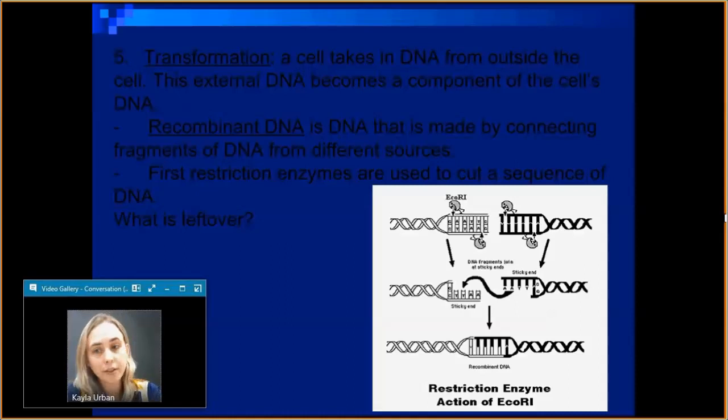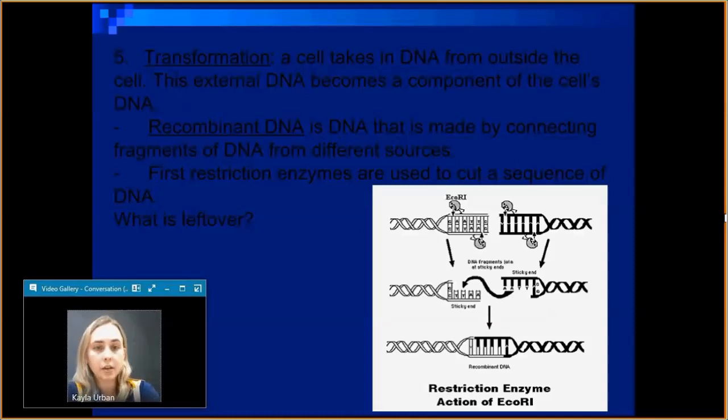Transformation is another tool of molecular biology, where a cell takes in DNA from outside the cell, and the external DNA becomes a component of the cell's DNA. One way that scientists do that is called recombinant DNA, and that is DNA that's made by connecting fragments of DNA from different sources.